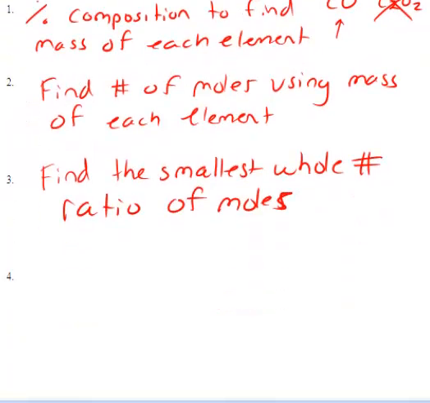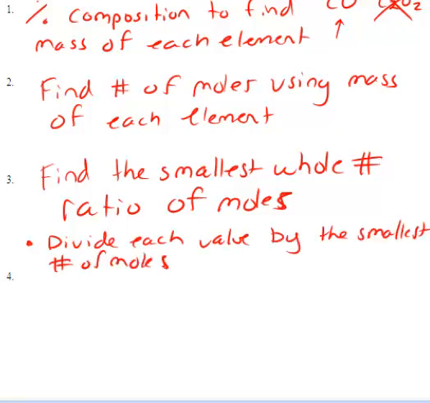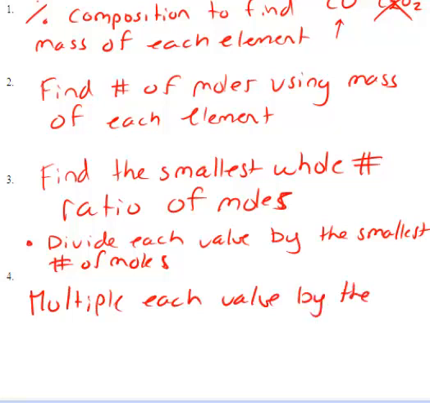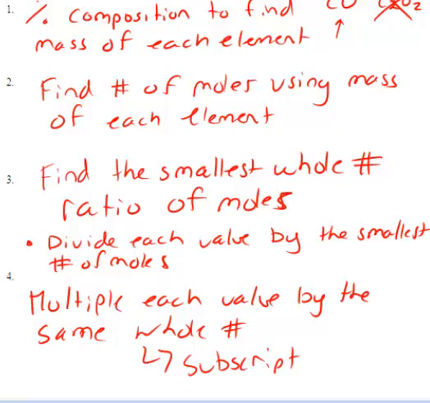In order to find the smallest whole number, what we need to do is divide each value by the smallest number of moles. And we'll see some examples in a second. Like I said, usually that's as far as it goes, but if you don't get a whole number after this, you can multiply each value by the same whole number, and that will give you your final subscript for the elements. The subscript means just the number below the element.